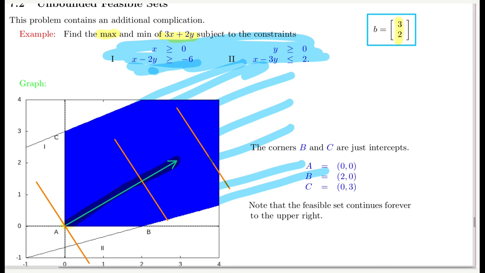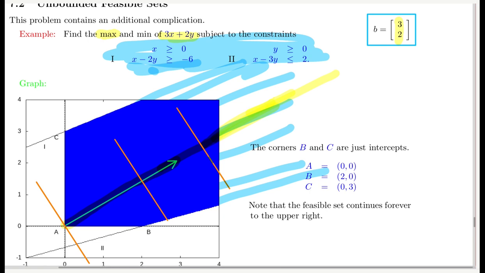Now, which point in the blue feasible set goes farthest in the direction of the objective vector? Well, there's no answer to that question, because you can get points that go farther and farther in that direction as you go farther out in the feasible set. So pretty clearly there is no point that's an actual maximum. In this case, we would say that there is no solution to the maximum problem. There is no maximum of 3x plus 2y on the given constraints.